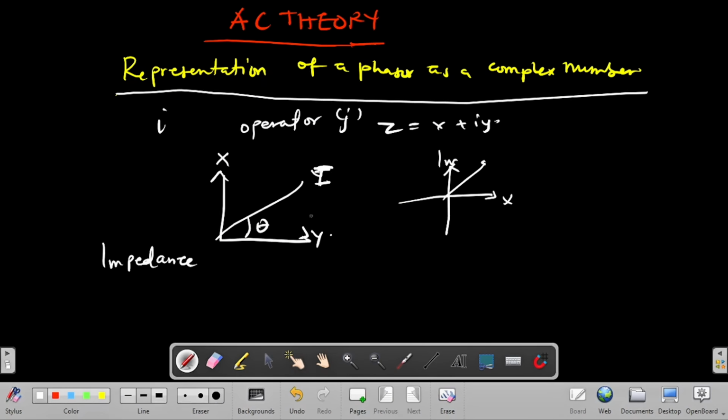Remember that in a purely resistive circuit, where you have a resistor, the voltage and the current are in phase. They're in the same phase, so there is no phase difference. In a purely inductive circuit, remember that you have your voltage leading the current I by 90 degrees. And in a purely capacitive circuit, we have the current rather leading the voltage by 90 degrees as well.